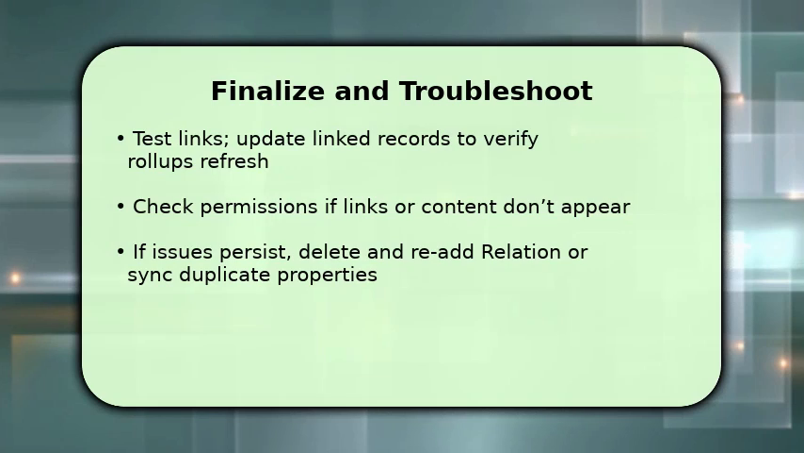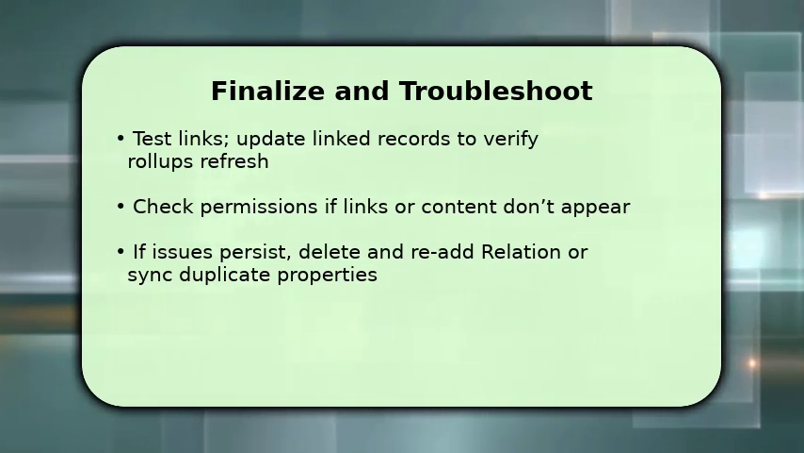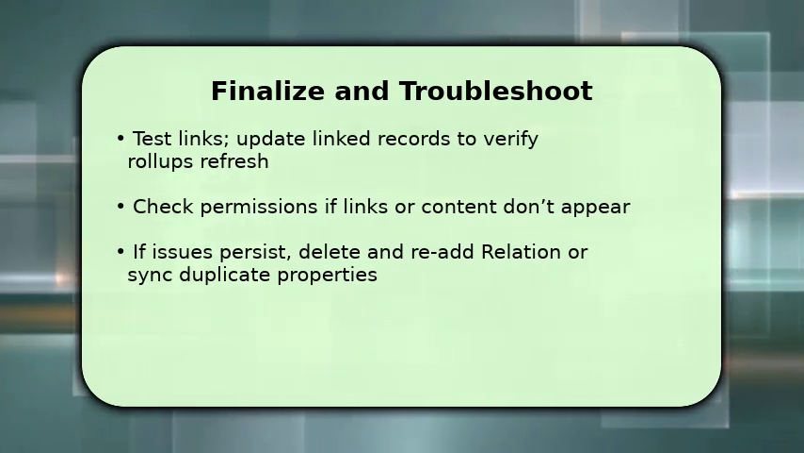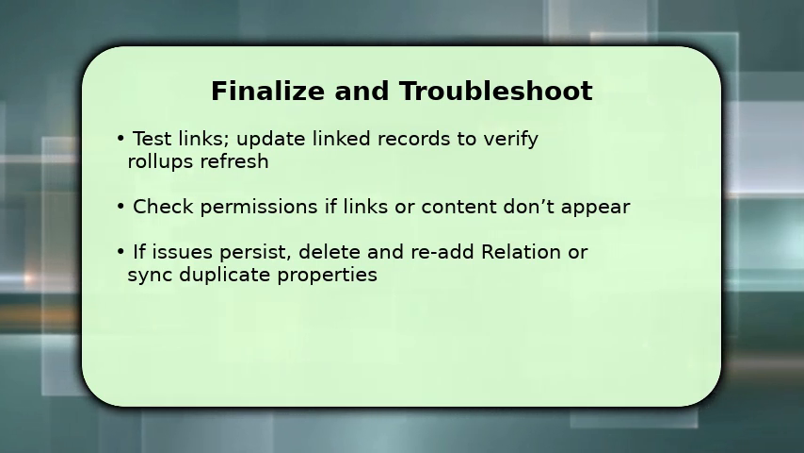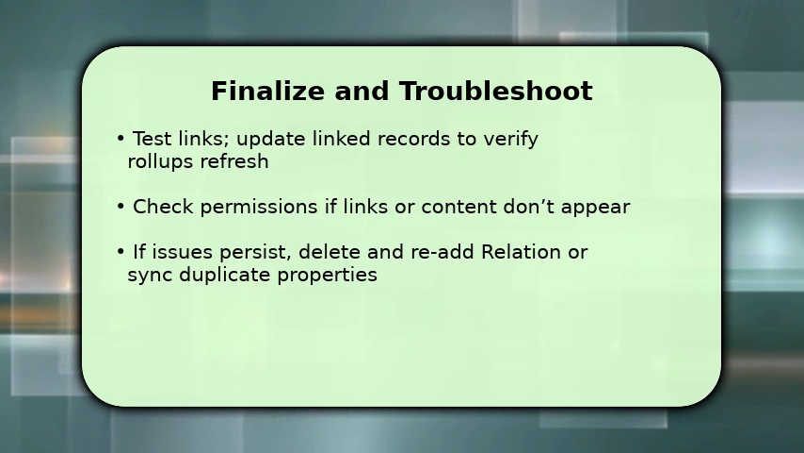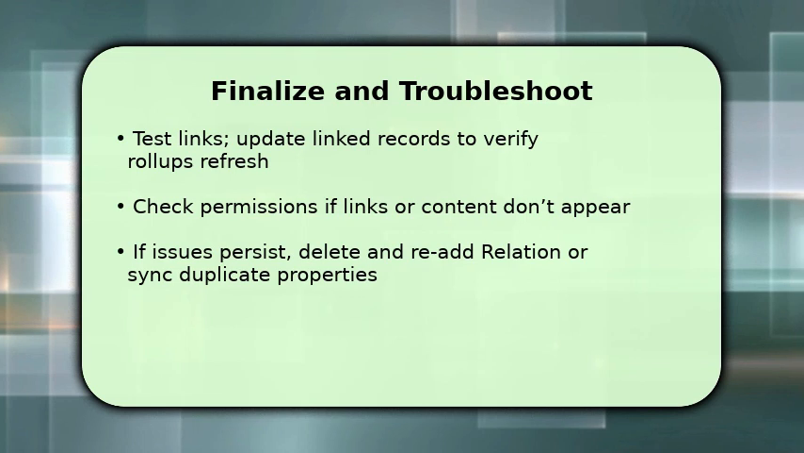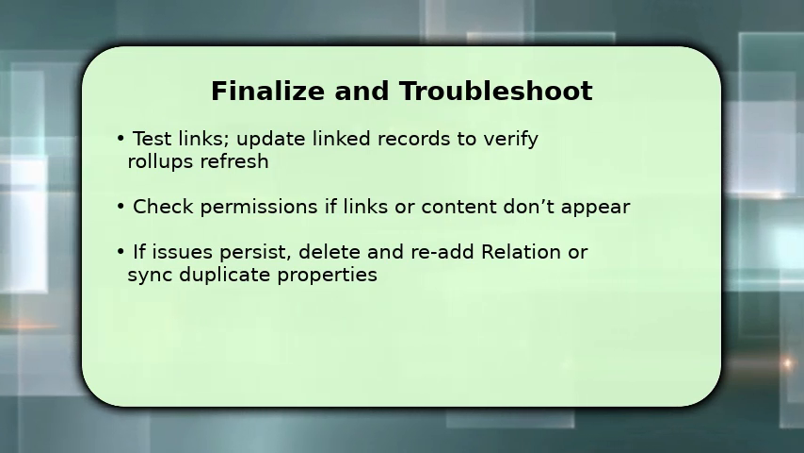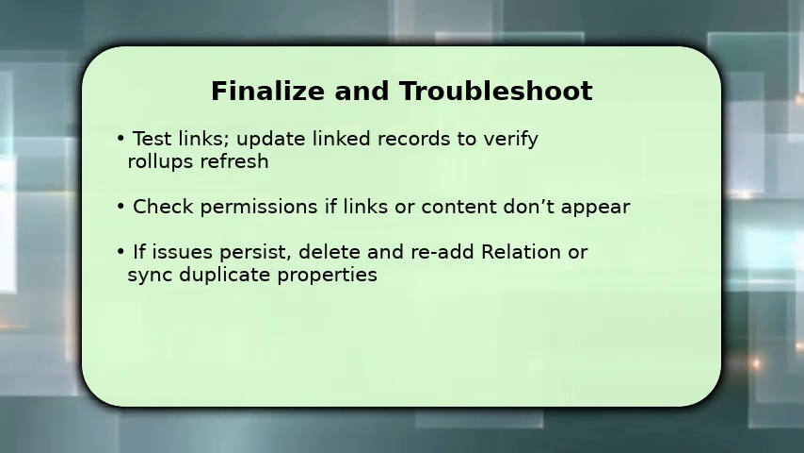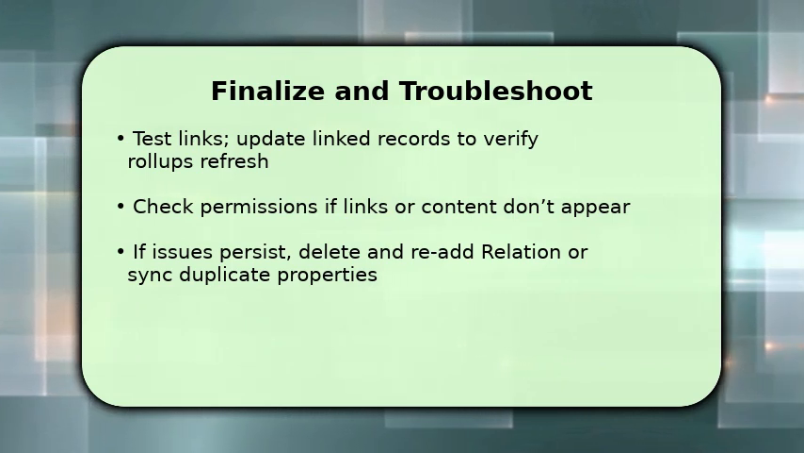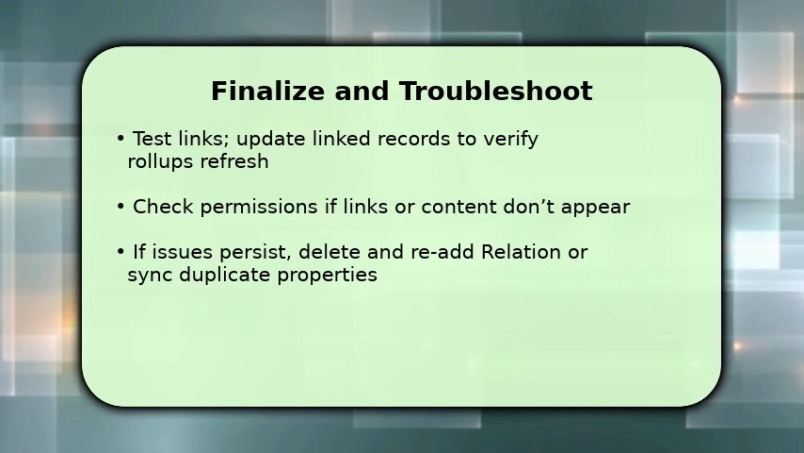To finish, systematically test by creating a few real links and editing fields to verify rollups and filters respond. Make sure team members have at least view access. Permissions often block visibility and cause confusion. If linked items don't show, confirm the property type is relation and not a text field. If necessary, remove and recreate the relation cleanly.